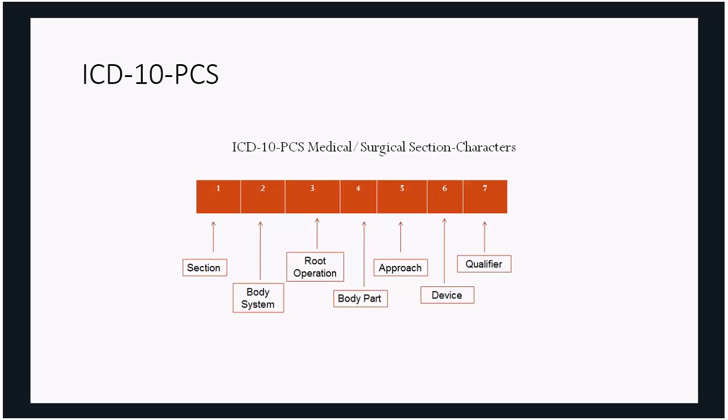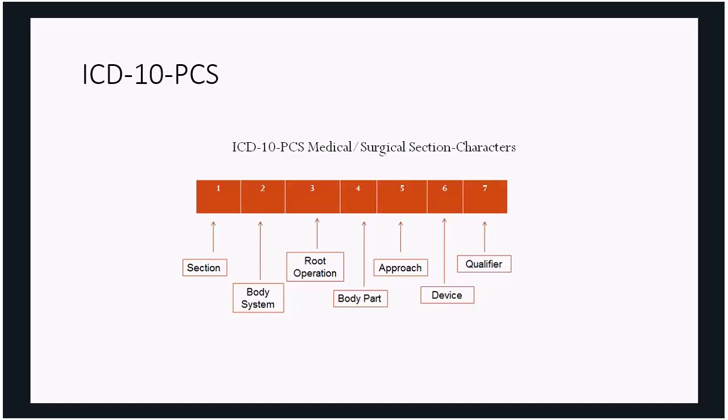This is the format or code structure of PCS. There are a max of 7 characters, so you have to have 7 characters. I would suggest that you use this little diagram to help you with your coding. I know it helps me. So the very first character is going to be 1, the section. Example of the section would be 0, the med-surg section.